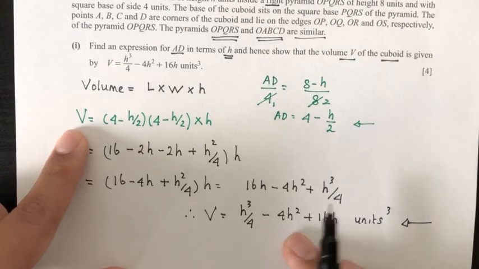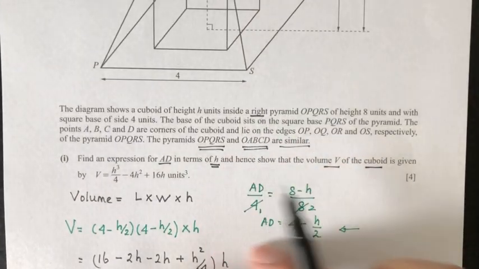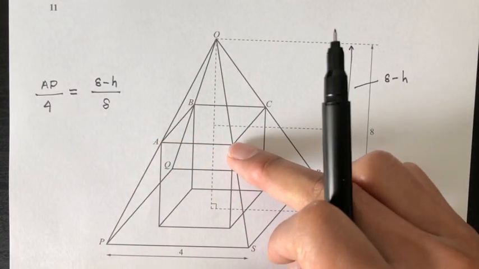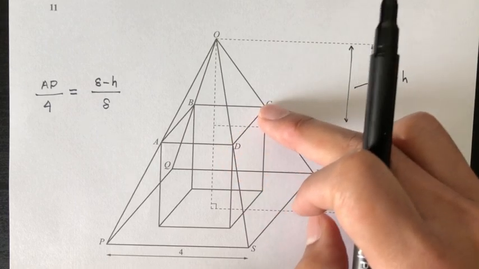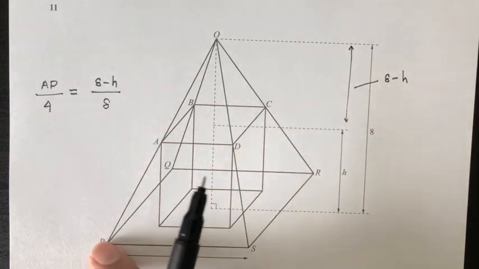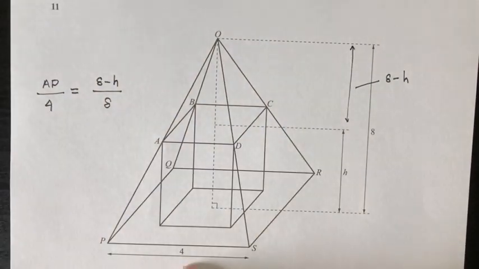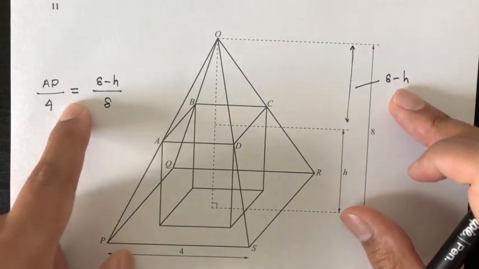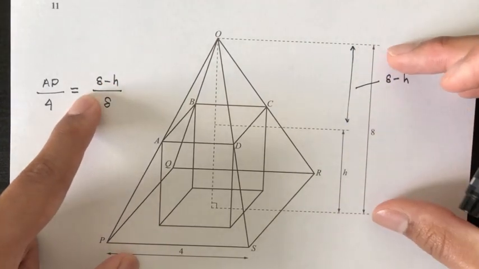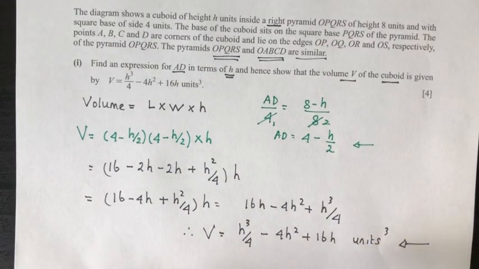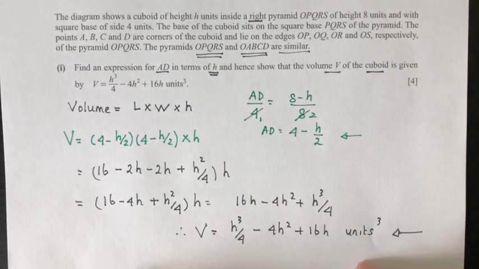So to find this, the most important part is to understand this, which is using similarity. Similar means we can compare the corresponding sides. For example, what is the corresponding side of this one? You would say it will be this one, right? Same way, this was corresponding to this one. So we write AD over 4 is equal to the height of the small one, which is 8 minus h, divided by the big one, which is 8. So this is how we form an equation for AD and then solve to find the volume in terms of h. That is the first part.